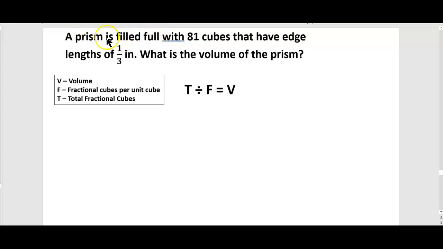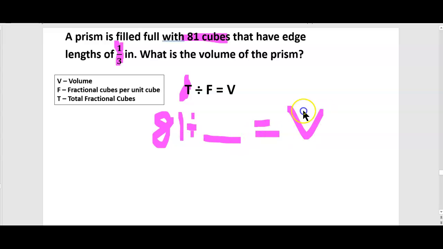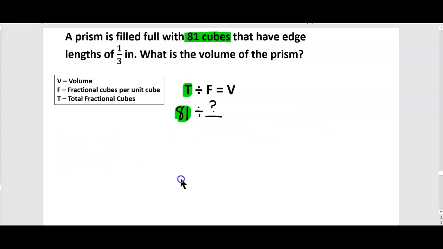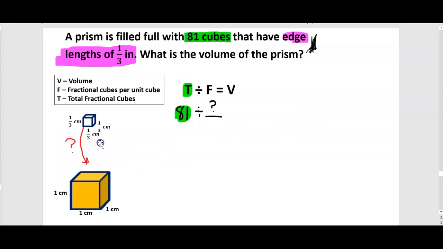This time we have a prism filled with 81 cubes that have a 1/3 edge length. So you got to know 1/3. Well, we know the 81. That's the total. So we know we have 81 divided by something gives us our answer. So what is basically just how many 1/3 fit into a 1 by 1 by 1? If you got that, you're good to go. Okay, 81 divided by, do you remember how many 1/3 fit inside of here?